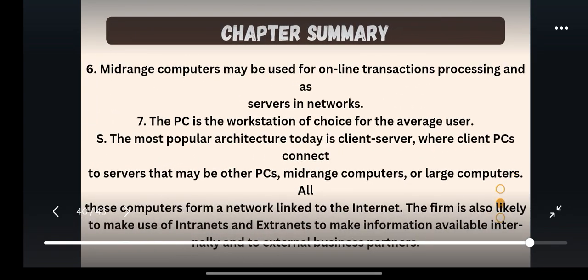Sixth, mid-range computers may be used for online transaction processing and as servers in networks. Seventh, the PC is the workstation of choice for the average user. Eighth, the most popular architecture today is client-server, where client PCs connect to servers that may be other PCs, mid-range computers, or large computers. All these computers have a network link to the internet. The firm is also likely to make use of intranets and extranets to make information available internally and to external business partners.